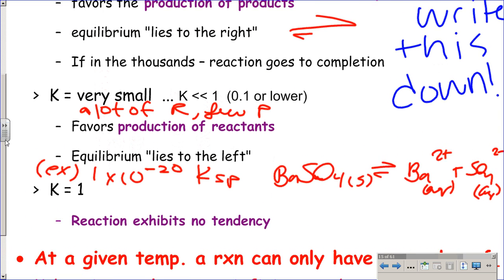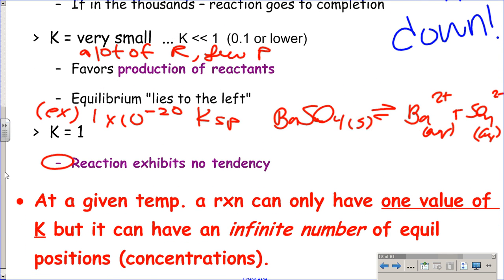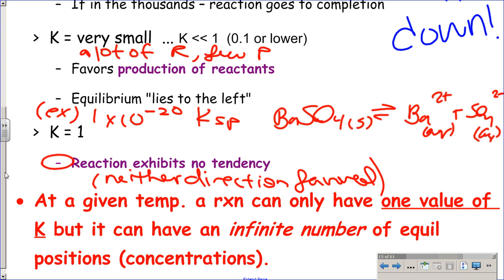That's what I just said. This one I said is essentially negligible. But when K is equal to 1, that means the reaction is favored in both the forward and the reverse direction. So it exhibits no tendency because neither direction is favored. That's why it's hard to tell what's happening. You're not going to see a significant change in either side.